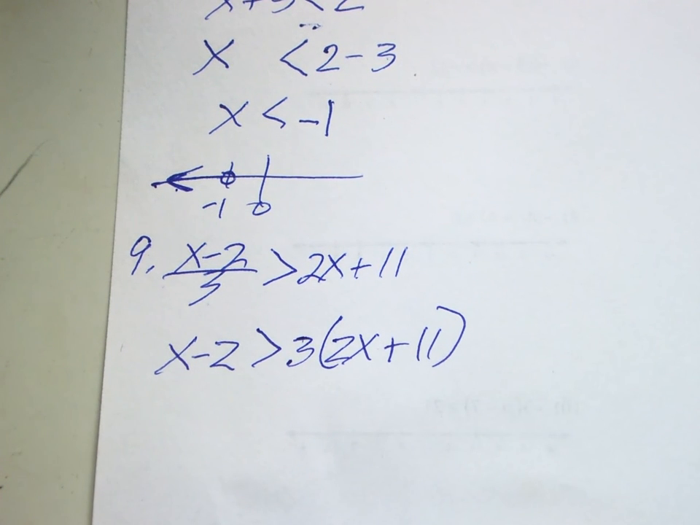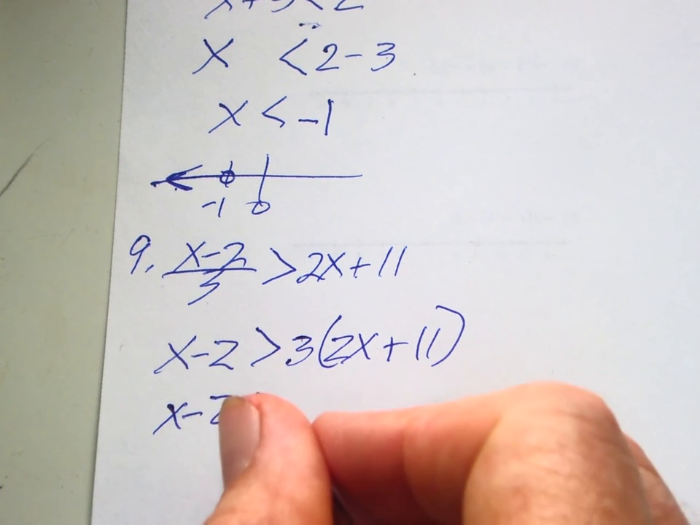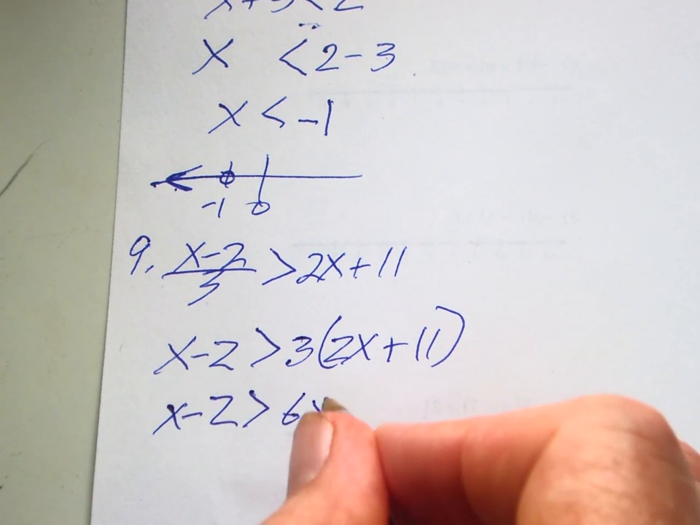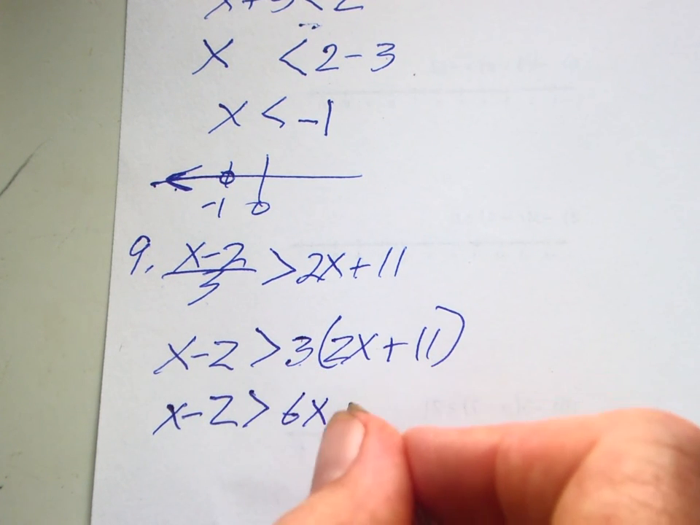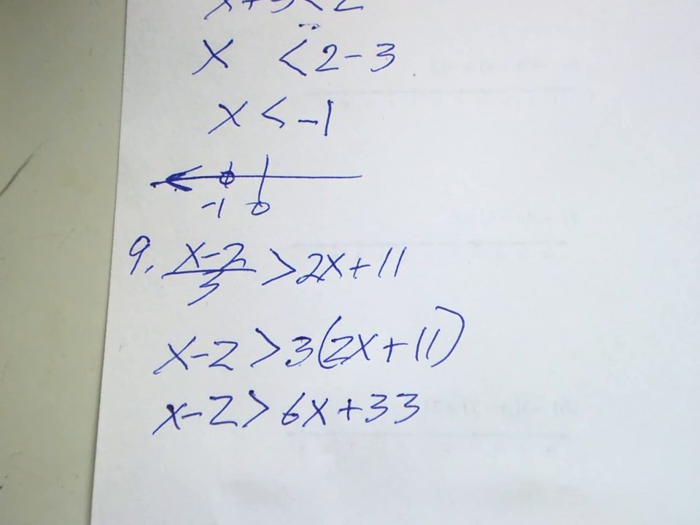Wow. This is getting complicated already, right? Okay, so that means x minus 2 is greater than, now you're going to multiply the 3 times the 2x is 6x, but you also have to multiply the 3 times the 11. That's 33. Now I'm starting to get somewhere, right? I can subtract an x. I mean, I got 6x here, only 1 here. So if I subtract an x from both sides, the x will be gone from here. So I'll end up with minus 2 is greater than.